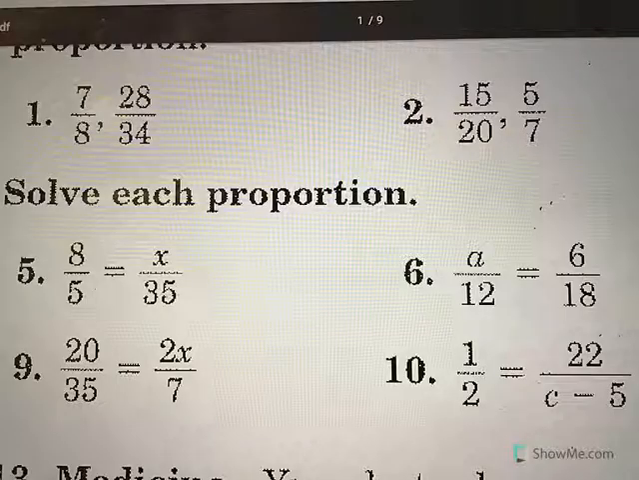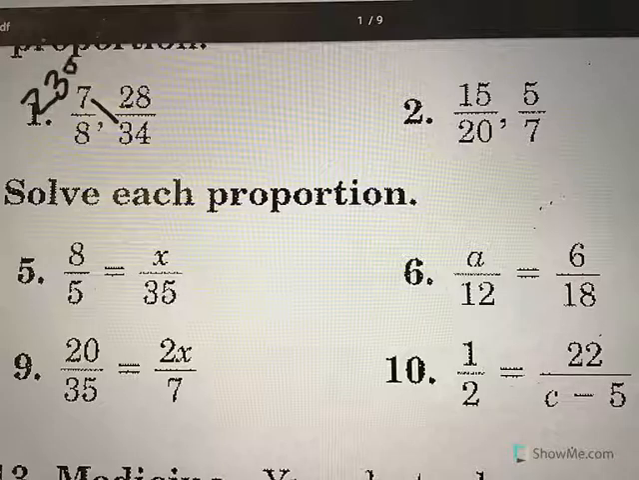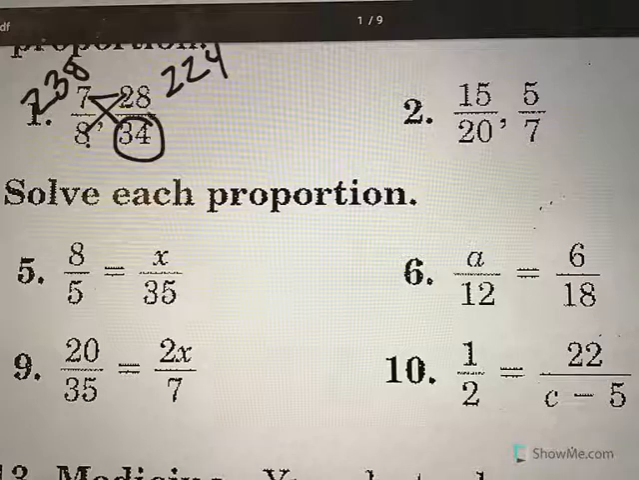All right, great. So on 1 and 2, they've asked us to show or prove whether the ratios are equivalent or not. So on number 1, I'm going to cross multiply. 7 times 34 is 238, and 8 times 28 is 224. So these, in fact, are not equivalent. Another way I've checked it: how do I go from 7 to 28? Times 4. What do we do at the top? 8 times 4 is not 34, it's 32. So again, this is not equivalent.